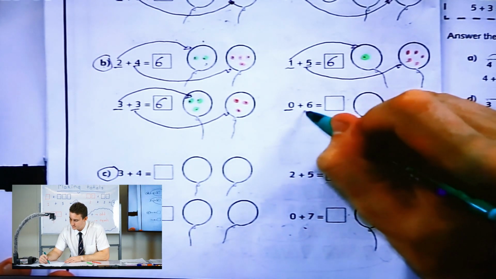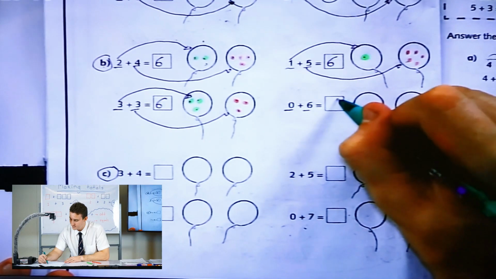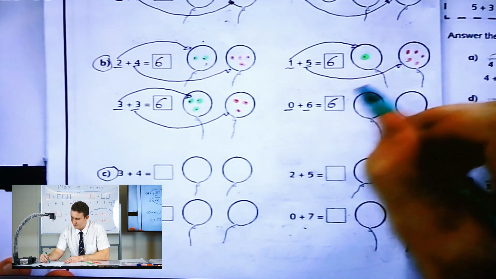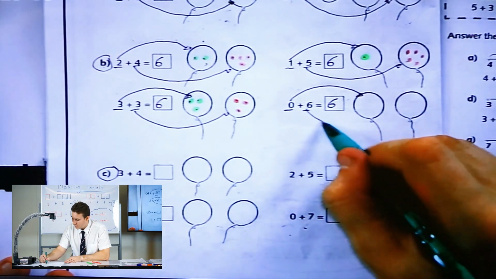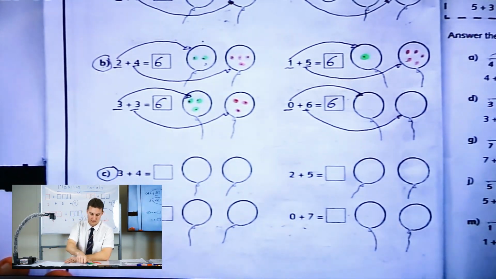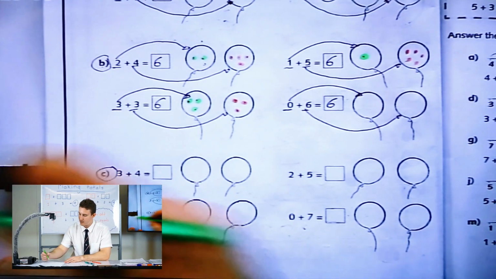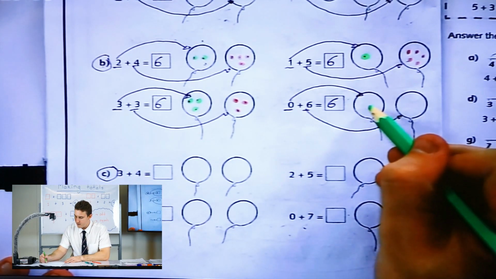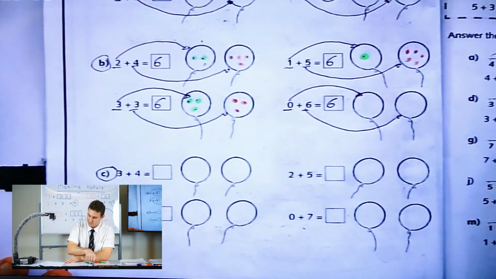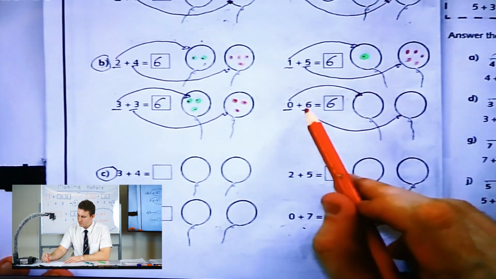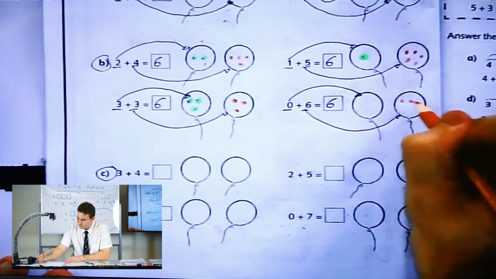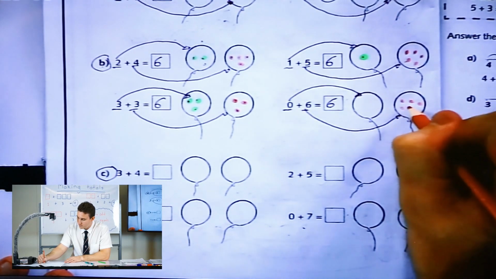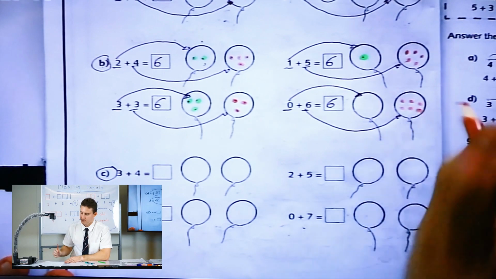0 plus 6 equals 6 again. And we're going to put 0 spots there and 6 in the last one. So the first one, am I going to put in any? No, 0. In the second balloon, I'm going to put in 6. 1, 2, 3, 4, 5, 6. Very good.